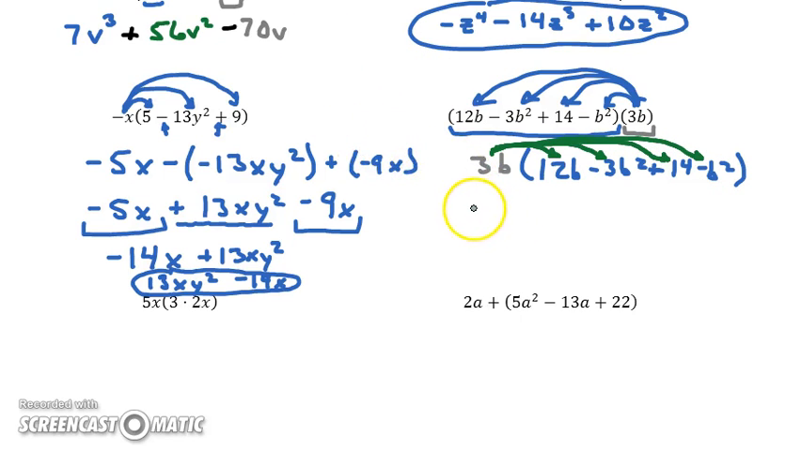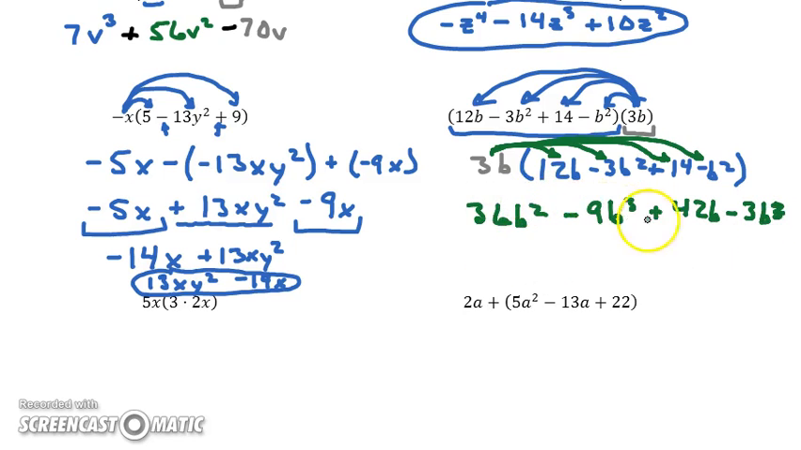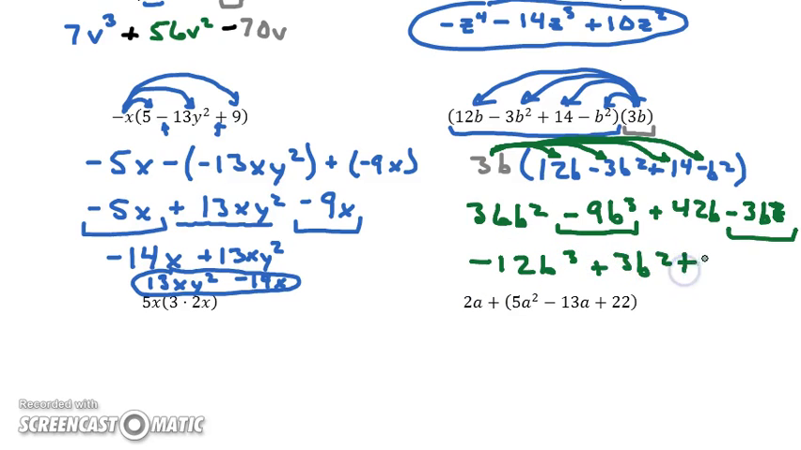So I would get 36b squared minus 9b to the 3rd power plus, and then this would be 42b minus 3b squared, b to the 3rd power, excuse me. And then I can combine this right here and this right here. Those are like terms. This is b to the 3rd power. And I would get -12b to the 3rd power plus 36b squared plus 42b.